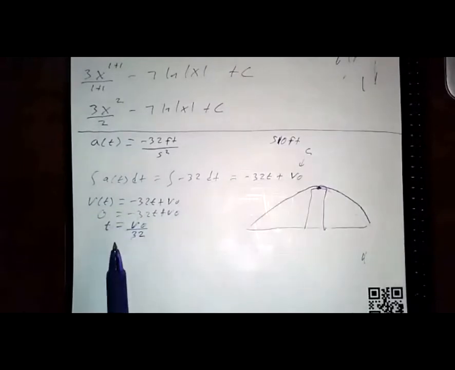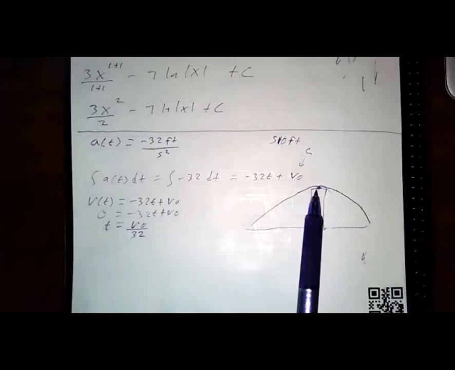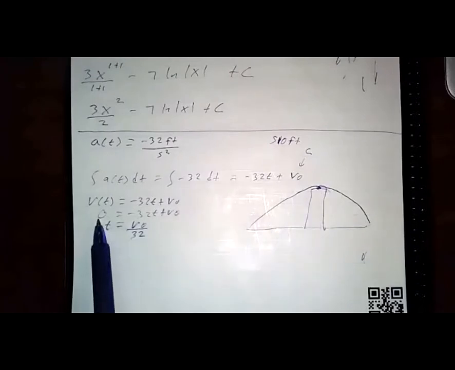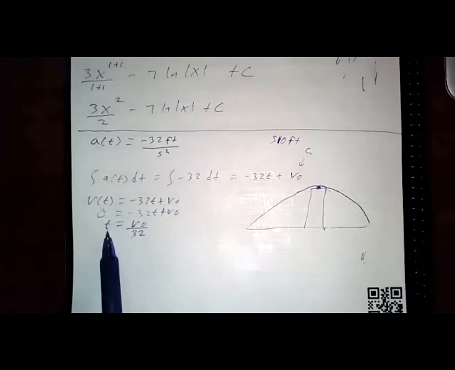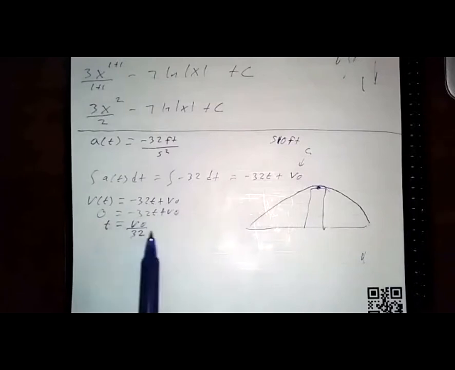Does this logic make sense to you? The velocity should be 0 at the top. That's why I said equal to 0. And they want to know when, so I'm solving for time. That's the logic I'm using here, right? Now I just need to find the v naught, because once I have that, I'll know the time. So what we can do is use this equation.